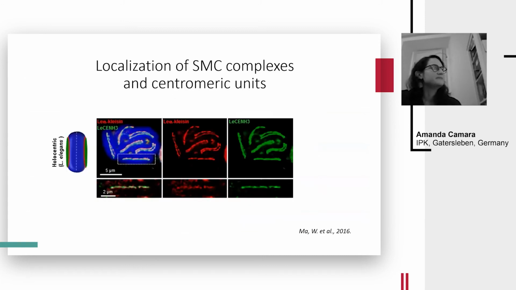And so one further experiment that supports this mechanism is that condensin subunits, so subunits of the SMC complexes, are indeed found to the side of the CENH3. So these are centromeric units forming a line, and indeed close to it, there are the SMC complexes.